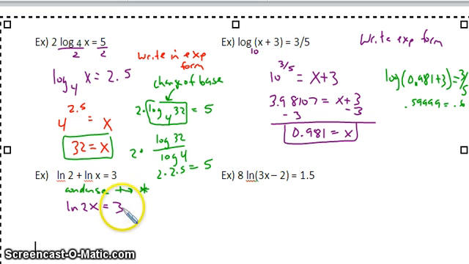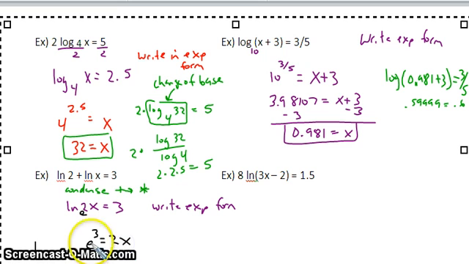Now I have a log equal to a number, so I write it in exponential form. Now the base on the natural log is e. So we would write it as e raised to the third equals 2x. E raised to the third is just a number. Remember, e is 2.7 something.